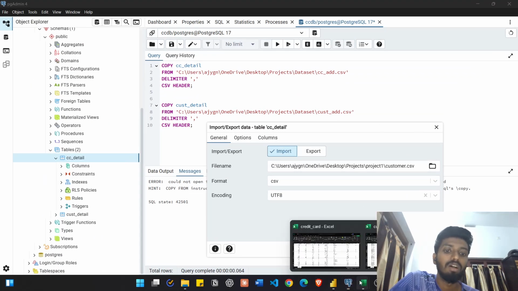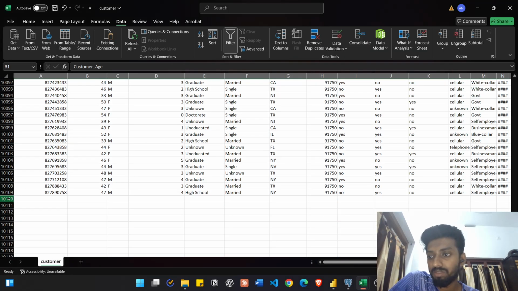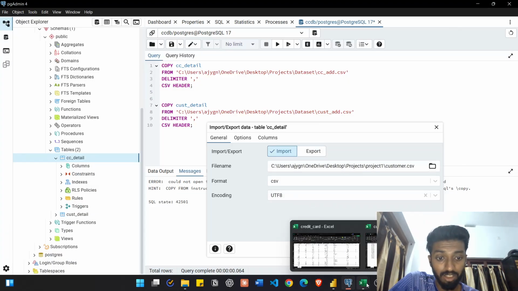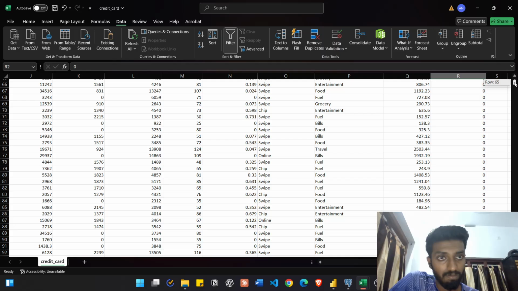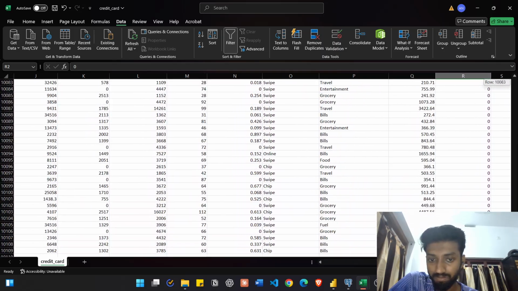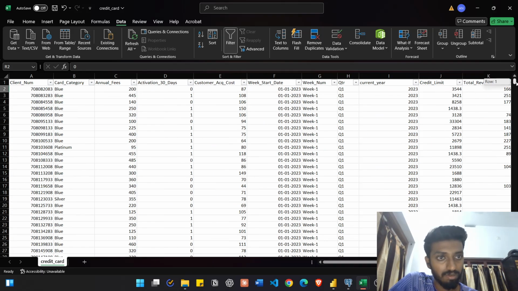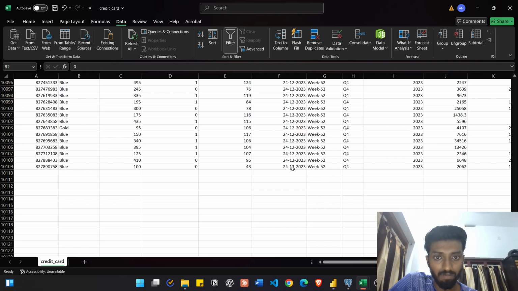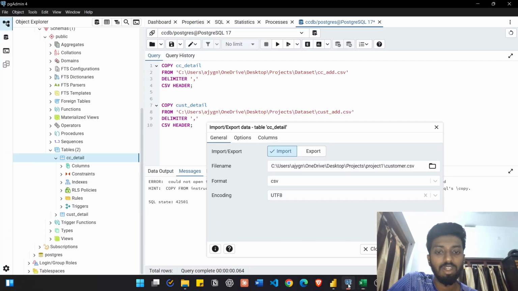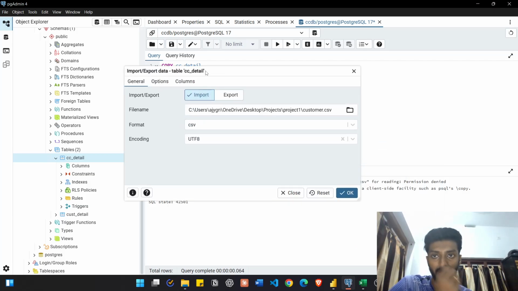Like I mentioned, this is only till the 24th of December. It's not till the 31st, right? Yeah, till the 24th. But what about the rest, from the 25th to the 31st? That's another week, right? That's recurring data. So we use Postgres to update the database.